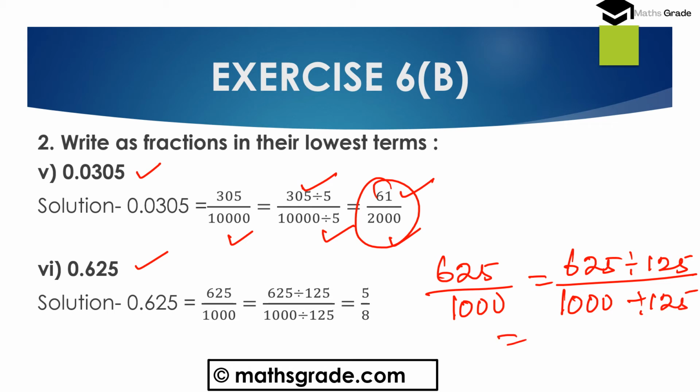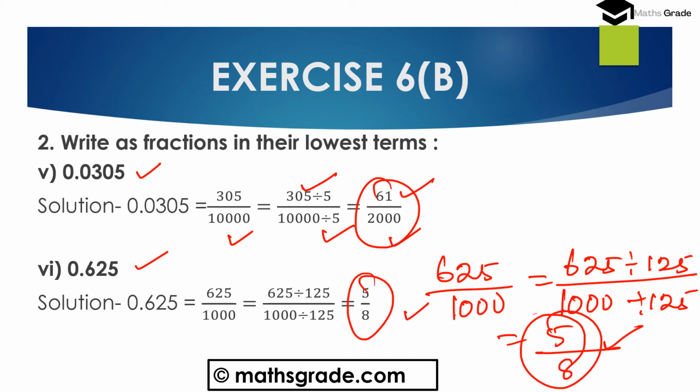Now 625 divided by 125 is 5, and 1000 divided by 125 is 8. Now 5 divided by 8 is in the simplest form or the lowest term. So 5 divided by 8 is the lowest term of the decimal 0.625. Now 0.0305 is 61 divided by 2000, and 0.625 is 5 divided by 8. These are the lowest terms of these given decimals.